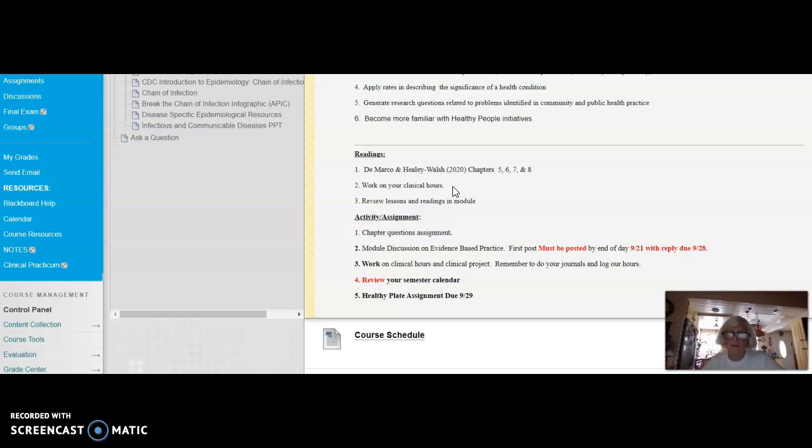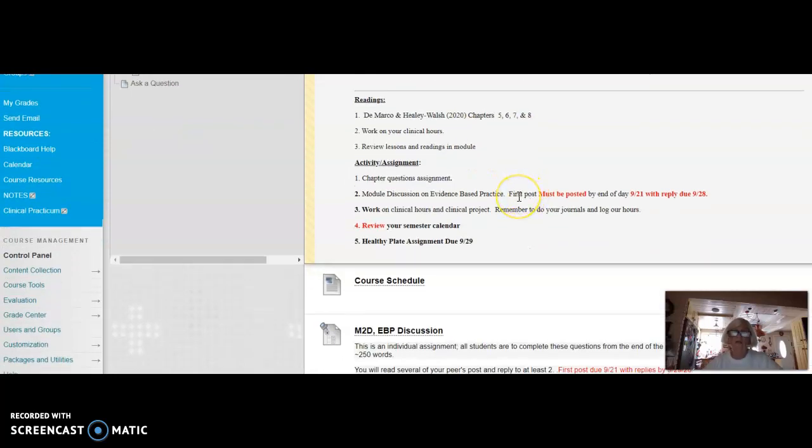You should also be working with your groups for your lab project and have determined what at-risk population you're going to be addressing. There's questions at the end of each chapter, just one question. You need to post by September 21st with replies by the 28th. And as I said, you should be working on your clinical hours and your lab reports.